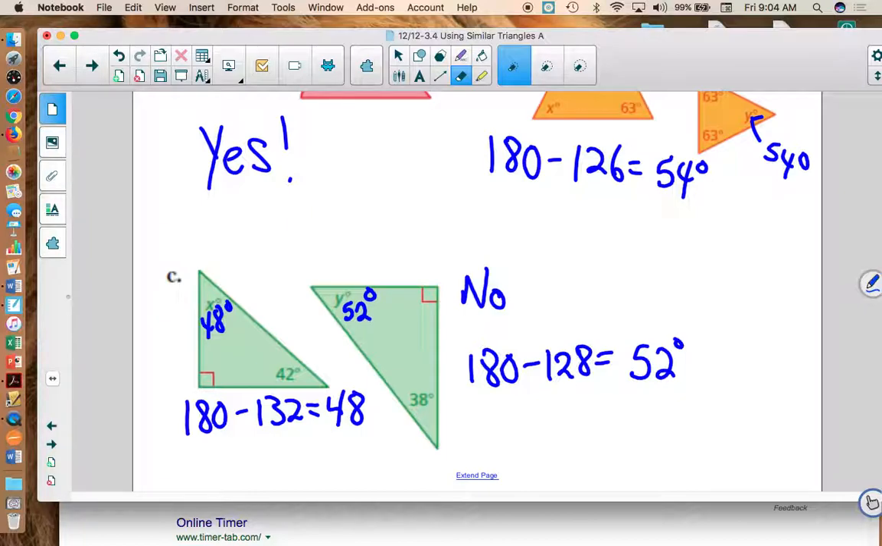I don't know if it would work all the time. It might, but I can't tell you without doing a few more. That's all we're talking about, similar triangles. I think if there's two unknown numbers, it would work. But I don't know. Okay?